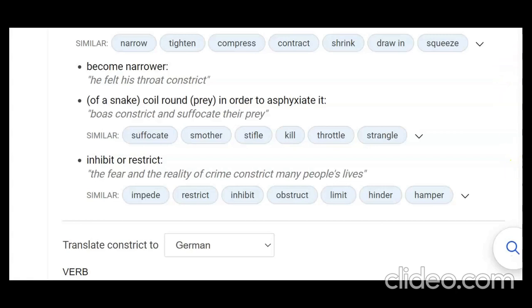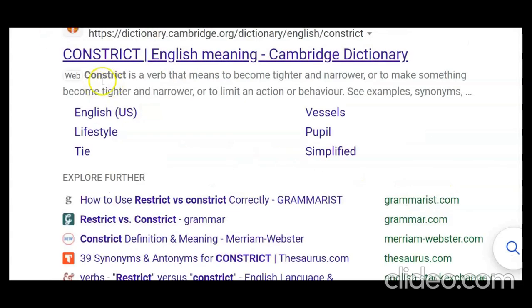And of course you have an economy hamper. You see how they use a constriction idea on the entire society to limit an action or behavior, right? Become tighter and narrower.